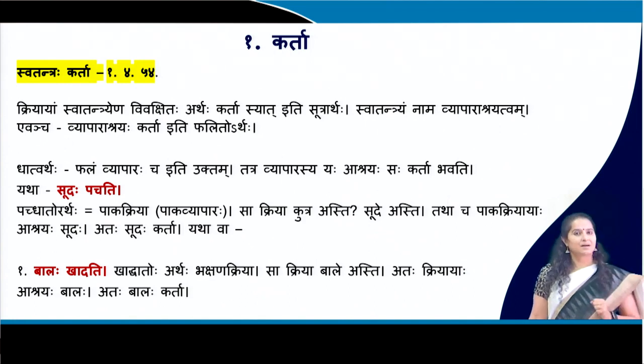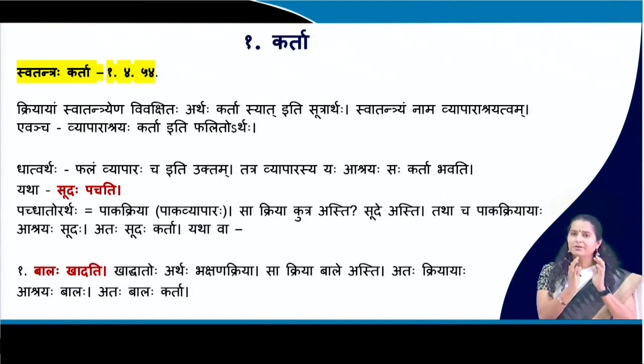So, Karta Kaha Swatantraha. Karta is from Panini's Sutra, which is 1454. And he says, Kriyayam Swatantrena Vivakshitaha Arthaha Karta Syat iti Sutrarthaha. So, Kriyayam Swatantrena Vivakshita Artha. So, it should have an independent connection with the verb. This is what it is saying. And Swatantriyam Nama Vyaparashrayatvam. So, what is the Swatantriyam? It is connected to the Vyapara or the process part of the verb. Evancha Vyaparashrayah Karta iti Phalitorthaha.